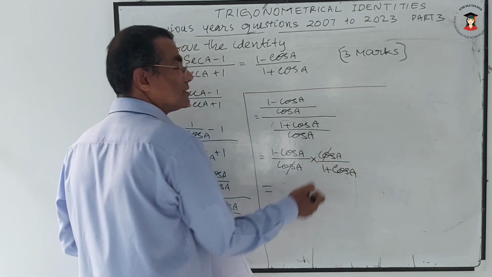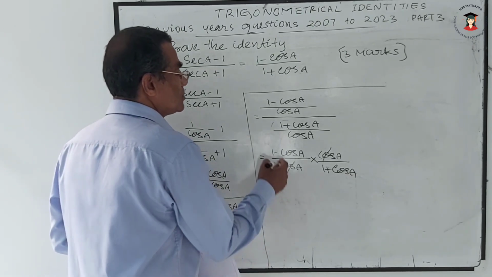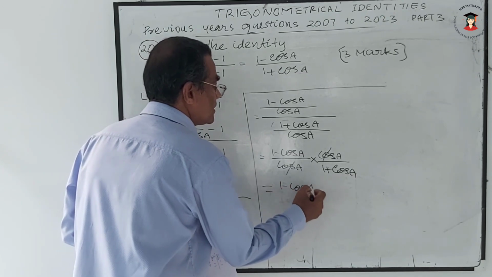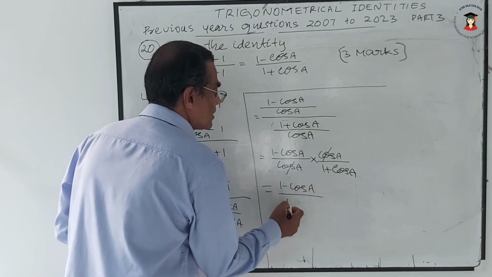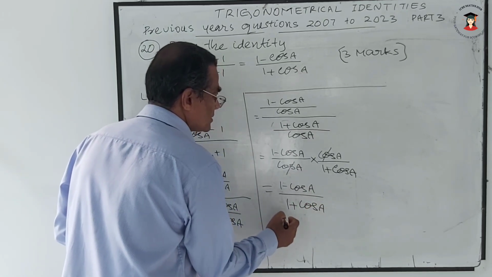Cos A and cos A, they will be cancelled. So what remains is 1 minus cos A divided by 1 plus cos A, equal to RHS.